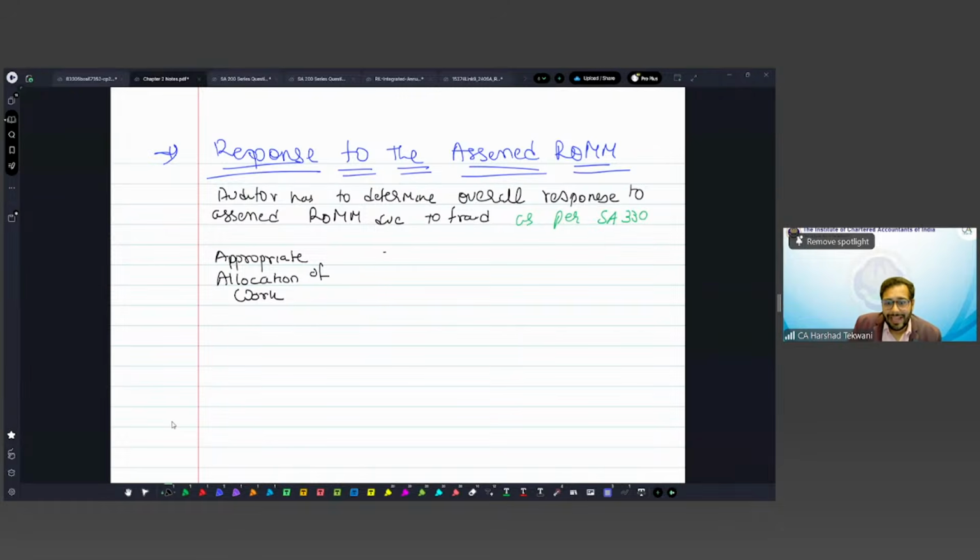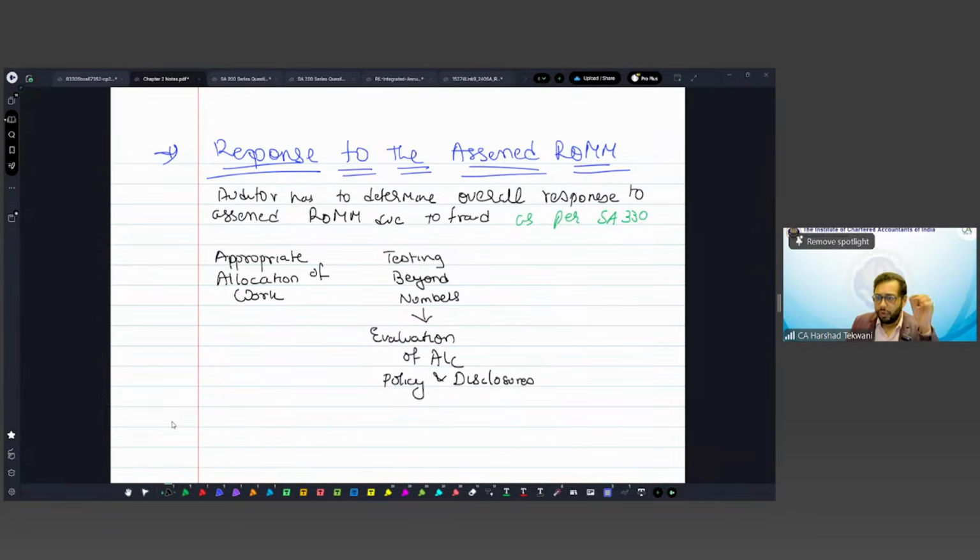So you can take testing beyond numbers. That is something you can call evaluation of accounting policy and disclosures. Okay. So I have to see, for example, you have an accounting policy. Most of the accounting, let's say revenue recognition, the 5-step approach. Yes or no?